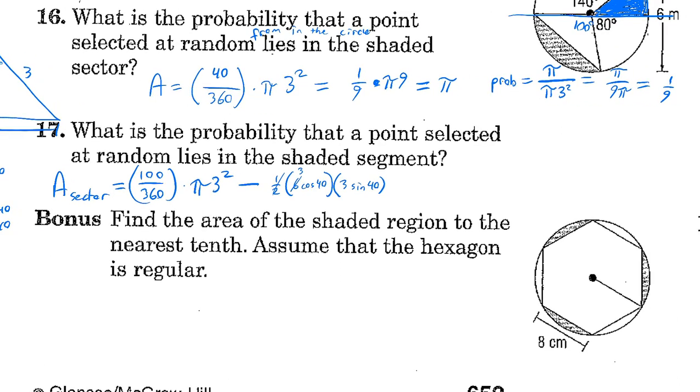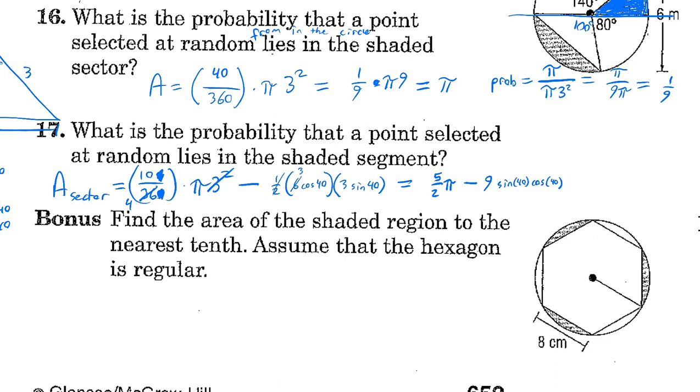So the exact answer for the actual area of that region, simplifying a little bit, is 10 out of 36, and the 9 and the 9 cancel, which leaves a 4. So we have 10/4 of pi, or 5/2 of pi, minus 3 cosine 40 times 3 sine of 40, or 9 sine of 40 times cosine of 40.